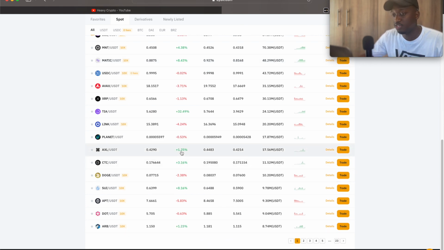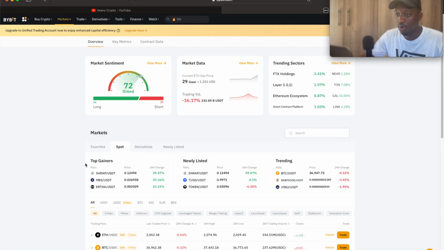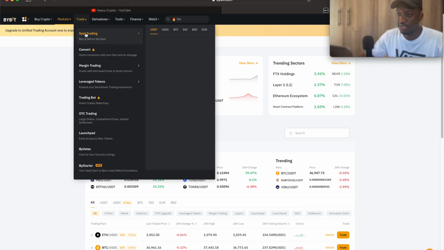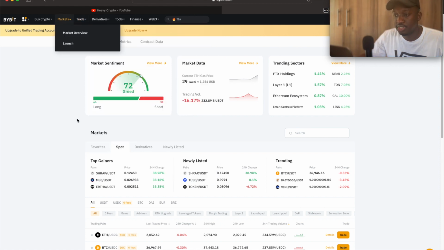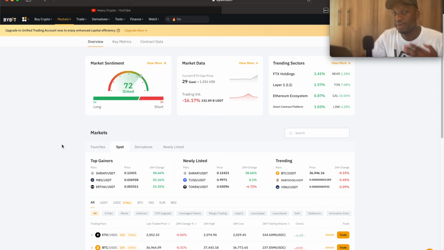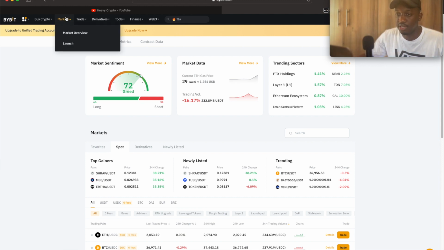So let's say you want to buy any of these cryptocurrencies as the market is going up, you can simply go to spot trading and click this tab right here where it's written trade. This tab right here simply shows you the markets and the prices of cryptocurrencies that are available on Bybit. So if you want to go through all the coins, the prices, and all that stuff, you can simply come to Bybit and click this market tab right here, and it's going to show you pretty much anything you need to know about all the coins and the market.